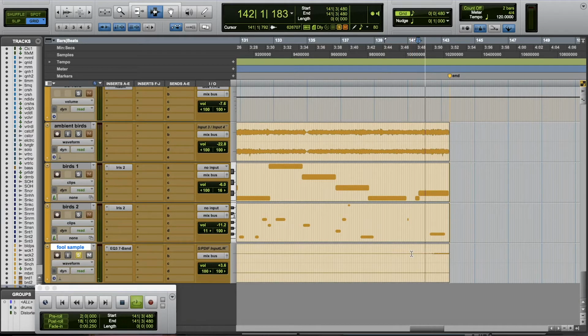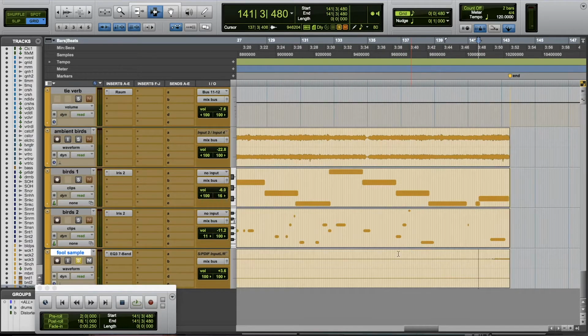Also in the overture, near the very end, we have the sample from the start of Fool so that that transition is smooth, like this. And then all the ambient birds. I kind of went in on the birds, low-key.